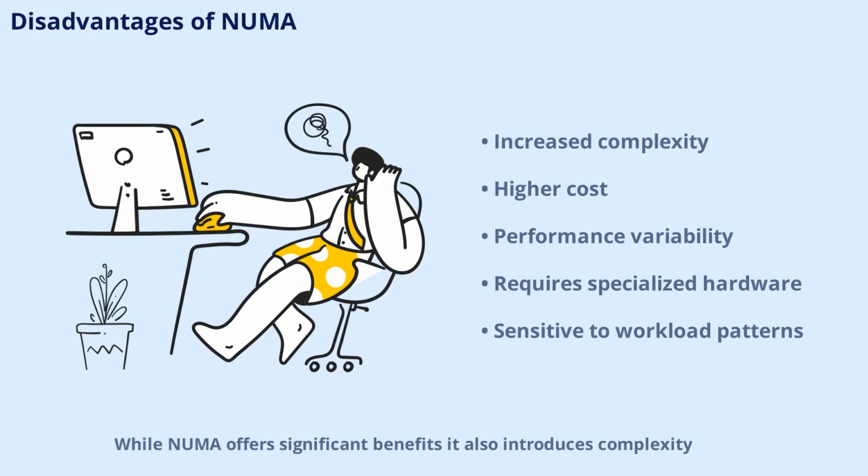While NUMA offers significant benefits, it also introduces complexity. Designing and implementing NUMA systems requires specialized hardware and software to manage memory access and maintain data consistency. This added complexity can increase costs compared to UMA systems. Additionally, if a workload requires frequent access to remote memory, performance can suffer due to higher latency. Therefore, NUMA is best suited for applications that can take advantage of local memory access and minimize remote memory usage.